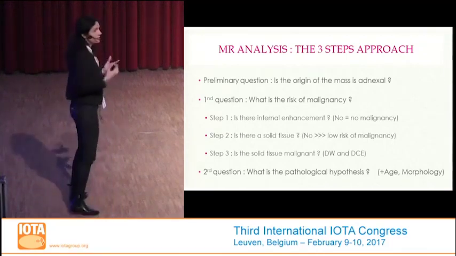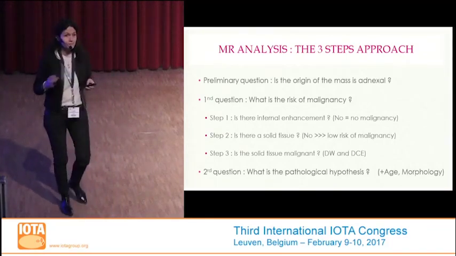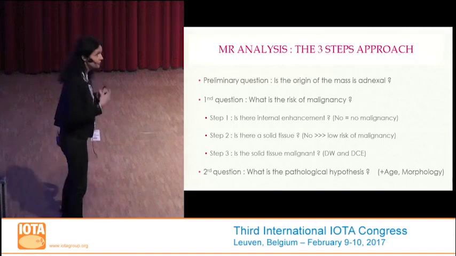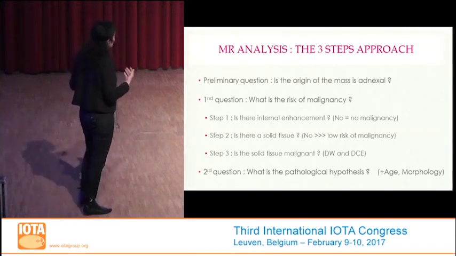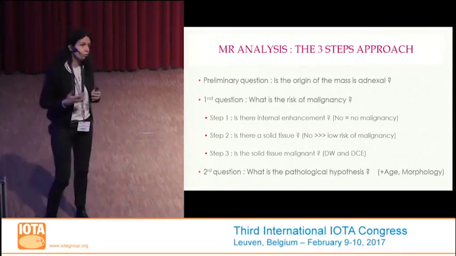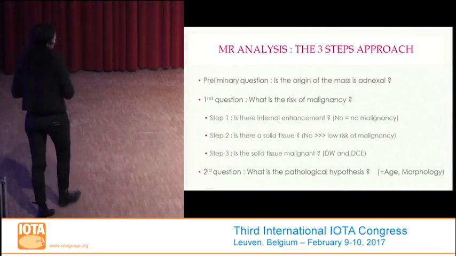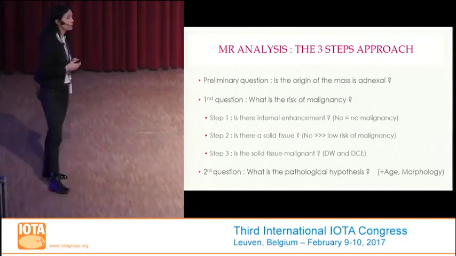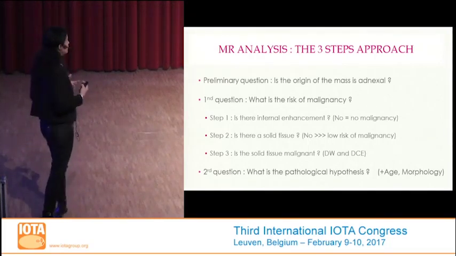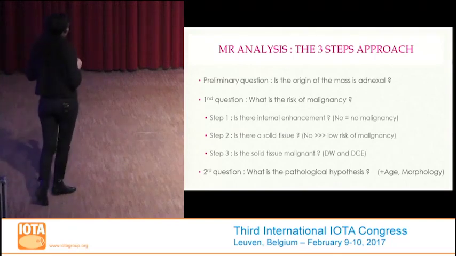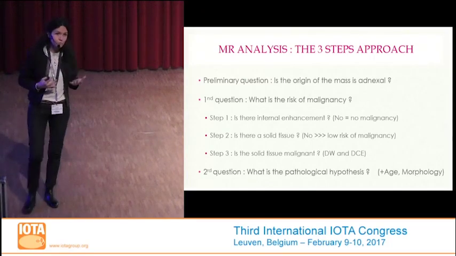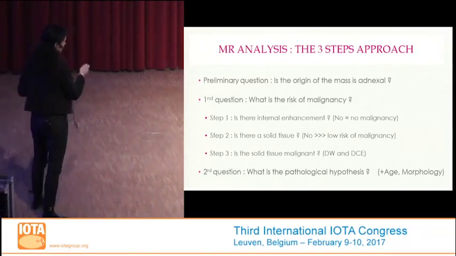Sometimes we will discover internal enhancement, for example when there are smooth septa, but smooth septa do not correspond to solid tissue, exactly with the same definition as the IOTA definition. So the second question we have to answer is: is there solid tissue? Because if there's no solid tissue, you have a very low risk of malignancy, lower than 5%. And the last question: when we discover solid tissue, we will be able to characterize it with diffusion and perfusion. And this is really the first step. And second step, adding other criteria, including the age and the morphology of the tumor, we will be able to make pathological hypotheses.